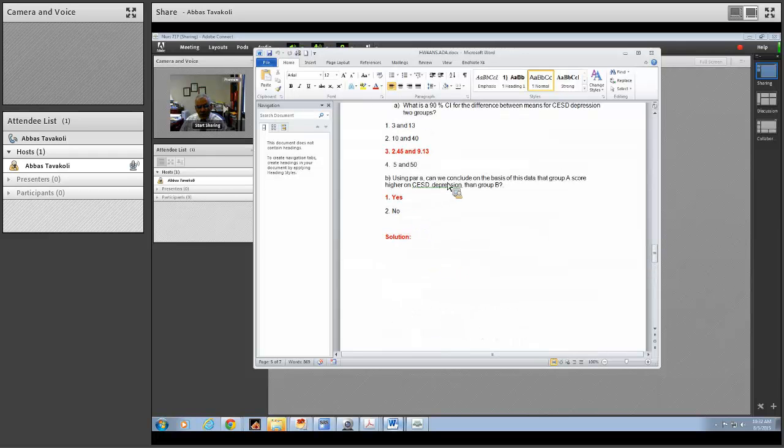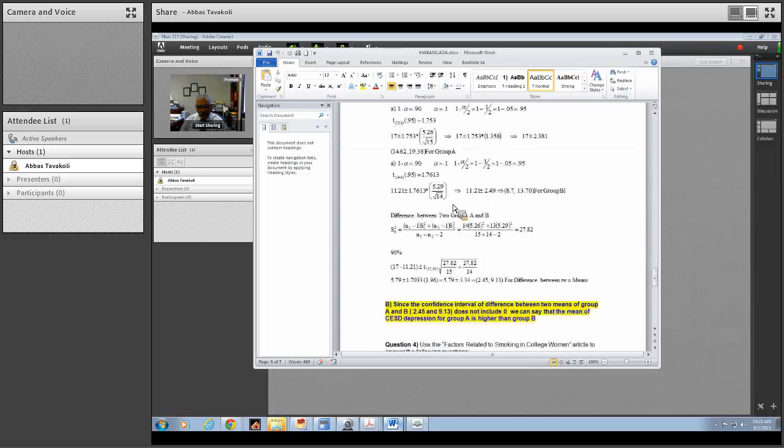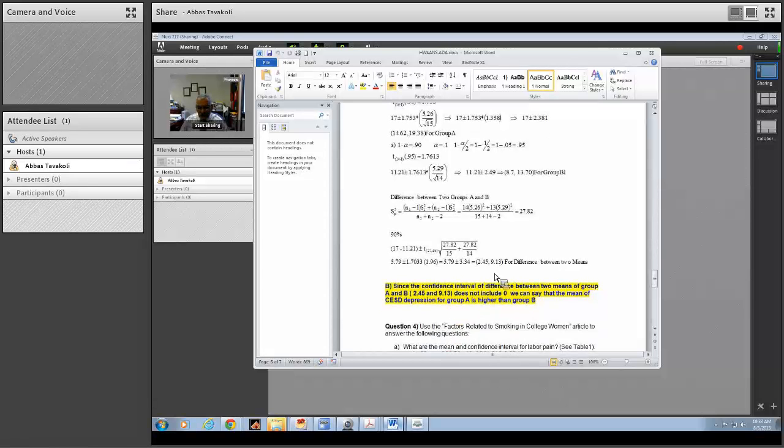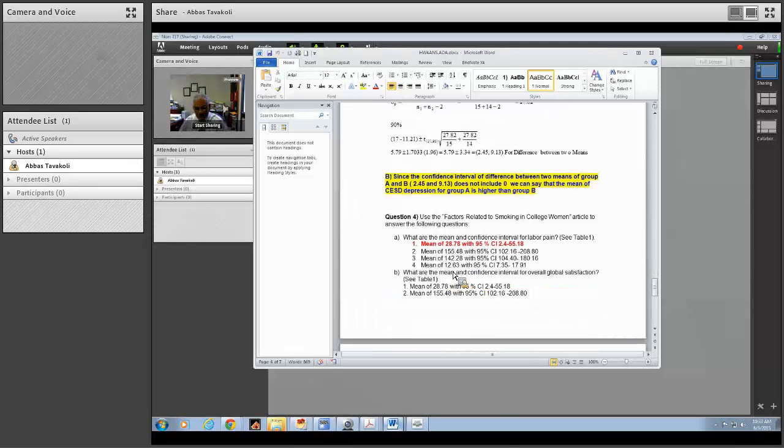And using part A, can we conclude that, on that basis, group A scores higher on CES-D depression than group B? We wanted to know if group A is higher than group B. Because 0 is not in your confidence interval and the direction is positive, we can say yes, depression for group A is higher than group B.